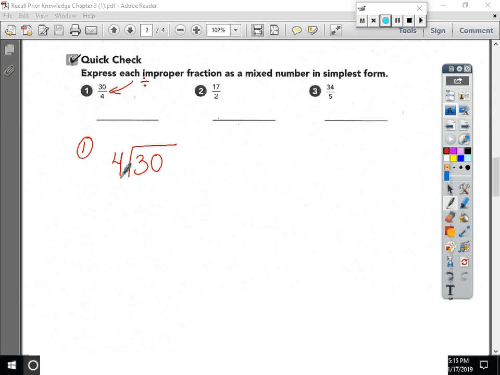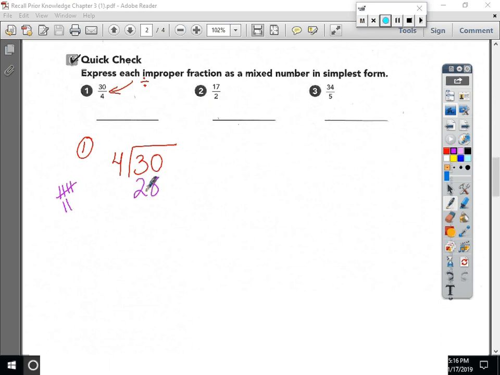And I'm going to think of my multiples of 4. I'm going to see how many times 4 will go into 30. So similar to the strategy at the top, but I'm showing you a long division to get there. So I could say, again, 4, 8, 12, 16, 20, 24, 28. That's about as close as I'm going to get, isn't it?